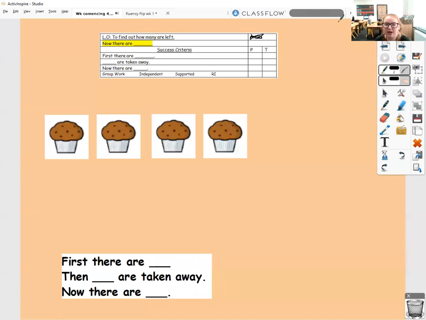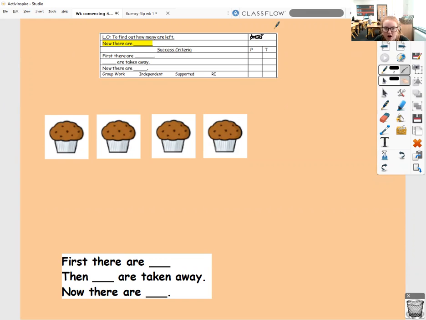Okay, we are now going to be looking at what we've been doing last week as well. So we're looking at using our pictorial representations to find out how many are left. So last week we were looking at first, then, and now. We're going to carry on doing that, but we're going to make it a little bit more tricky.